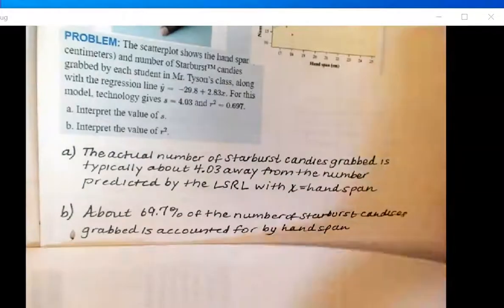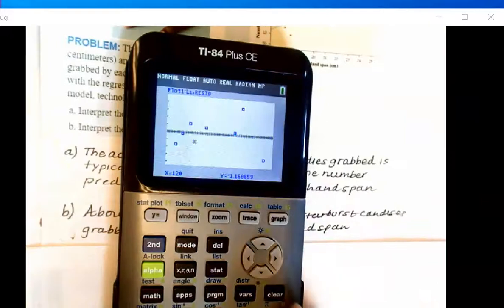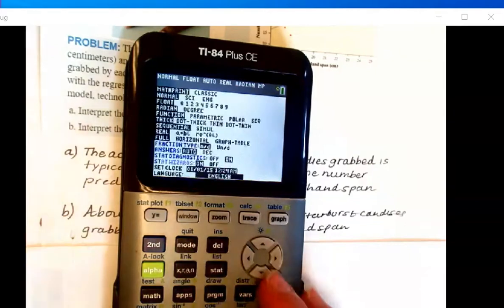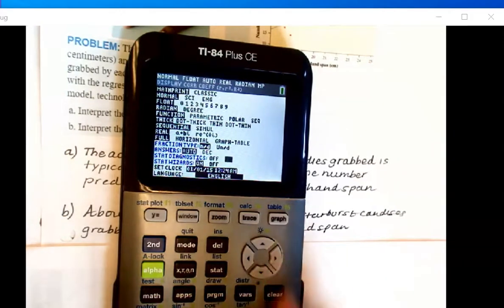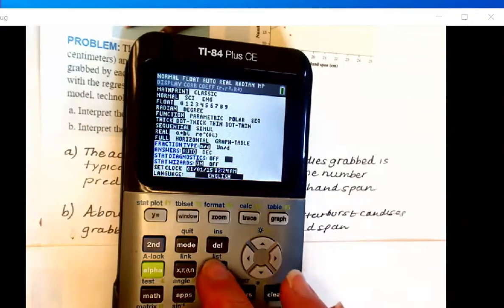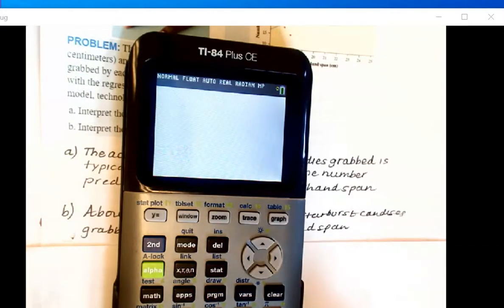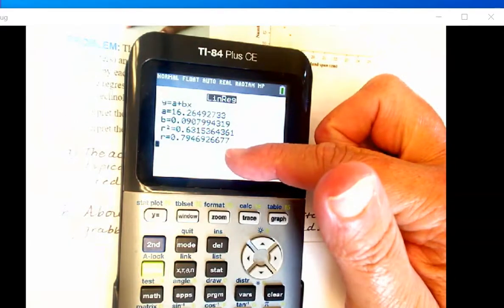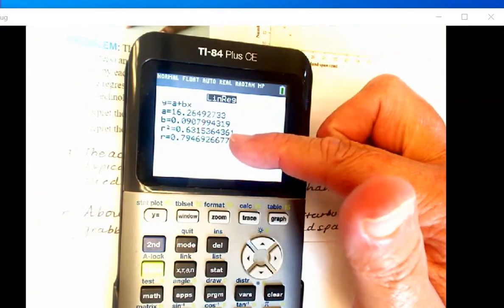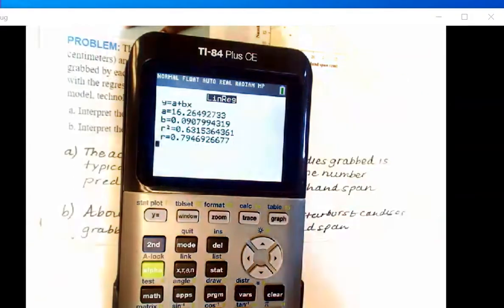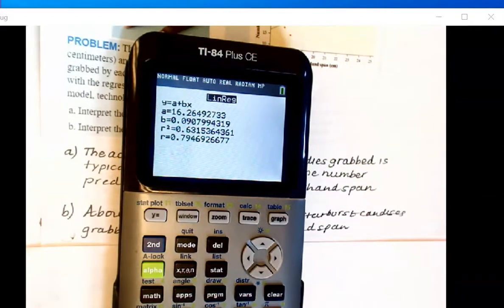Real quick, let me remind you about one thing. When you are making a scatter plot, you want to go to mode, and go down here, and turn on your diagnostics. So make sure they're on. Then when you calculate that line of best fit, not only does it give you the line of best fit, it also gives you your correlation, your R value, and your R squared, or your coefficient of determination. So make sure you have your diagnostics on, and when you enter your data, you're able to find that on the calculator.